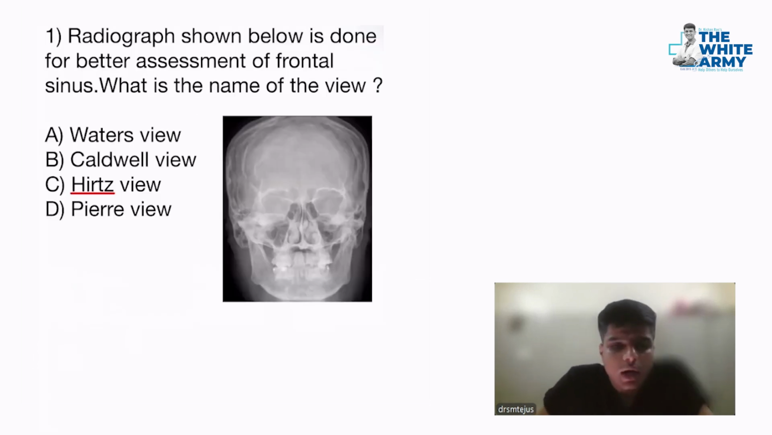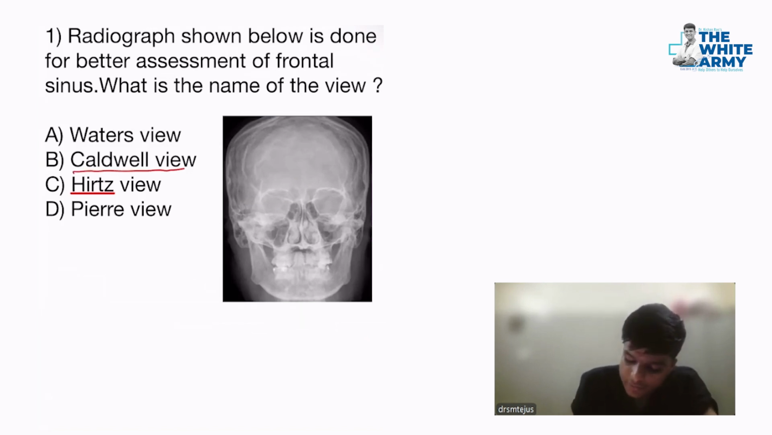Before we move on, I missed this question when I was discussing the views of X-rays. Anyways, we have already discussed the topic. Let's just go through the question once. This was asked in a previous NEET exam, I think one or two years back. The question goes like this: a radiogram shown below is done for better assessment of the frontal sinus. What is the name of the view? It's a simple, straightforward question.